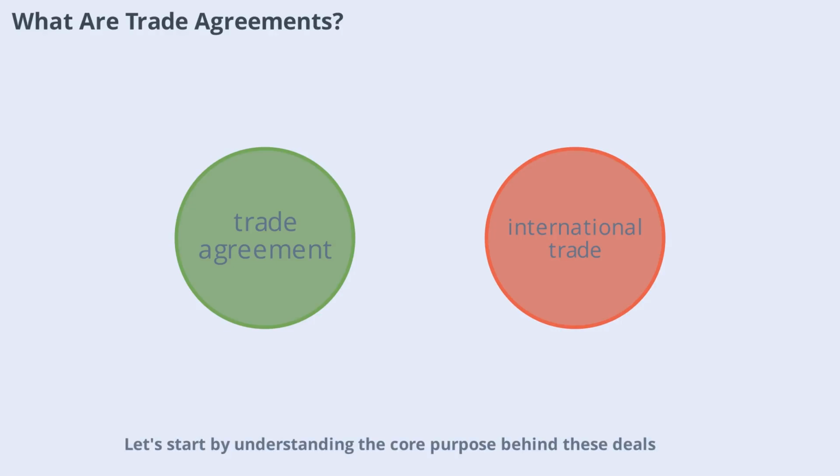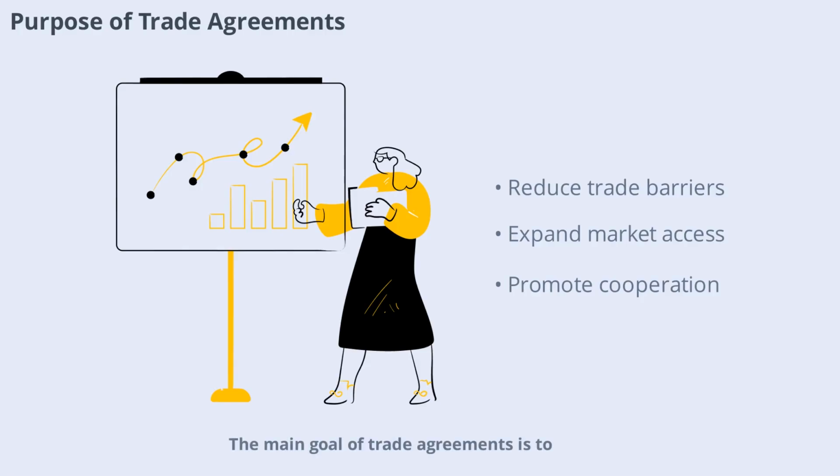Let's start by understanding the core purpose behind these deals. The main goal of trade agreements is to make trading between countries easier and more efficient. They aim to reduce or eliminate obstacles that can slow down or complicate the exchange of goods and services. By doing so, trade agreements help businesses expand into new markets and give consumers access to a wider variety of products at competitive prices. These agreements also promote cooperation and understanding between nations, which can lead to stronger political and economic ties. Now let's look at the different types of trade agreements that exist.